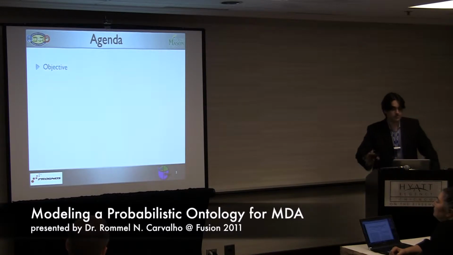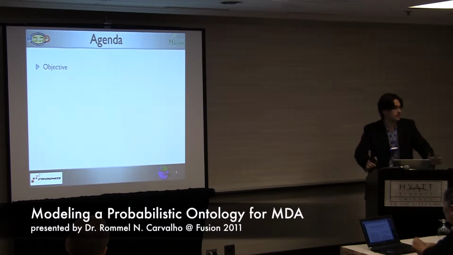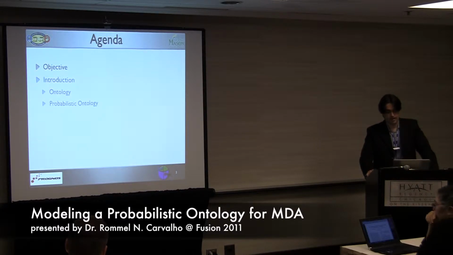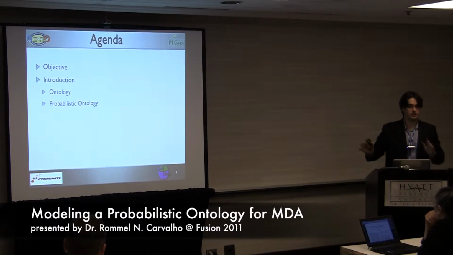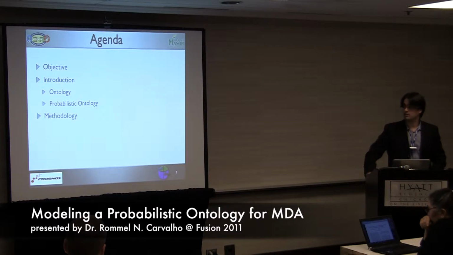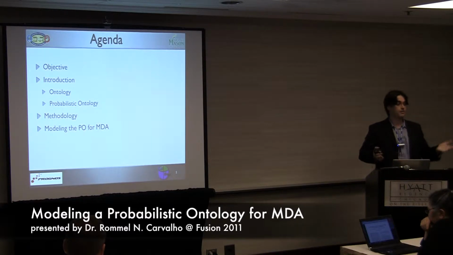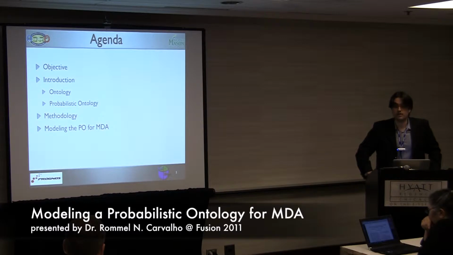So the agenda is, I'm first going to talk about the objective of this project and why we're trying to use this probabilistic ontology. And then I'm going to talk a little bit about what an ontology is and what the difference is between an ontology and a probabilistic ontology from our point of view and what we want to do with it. And then, of course, I'll describe a little bit of the methodology we use to develop this model. I don't have enough time to cover everything that we have in the paper, all the rules and the requirements we have for that ontology.